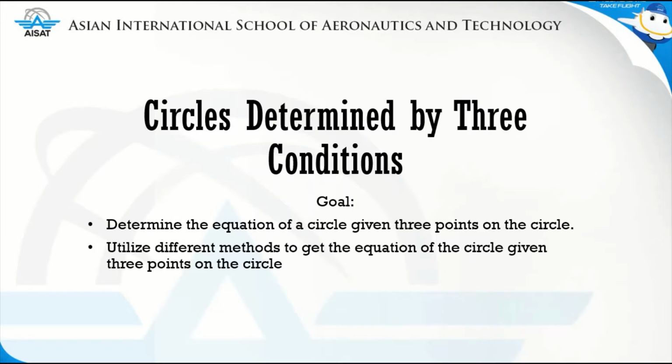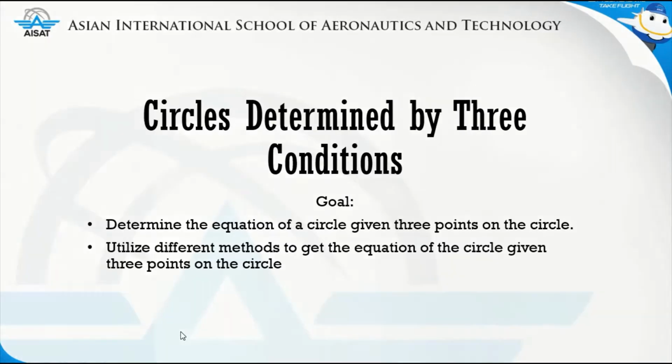Now, from elementary geometry, we have learned that a circle is determined by 3 points. These 3 points are said to be non-collinear. When you say non-collinear, that means these 3 points do not lie on the same line.